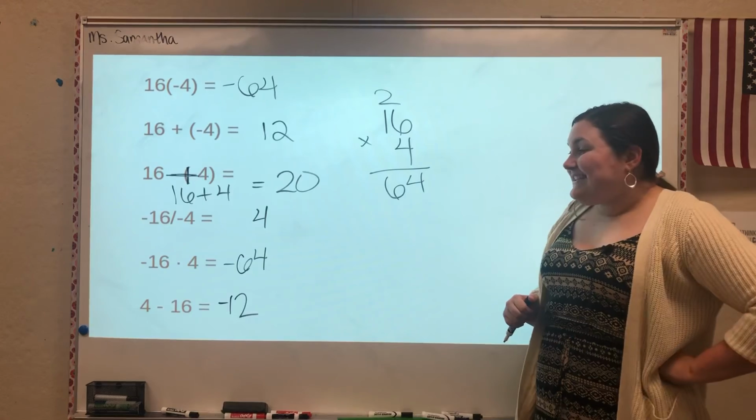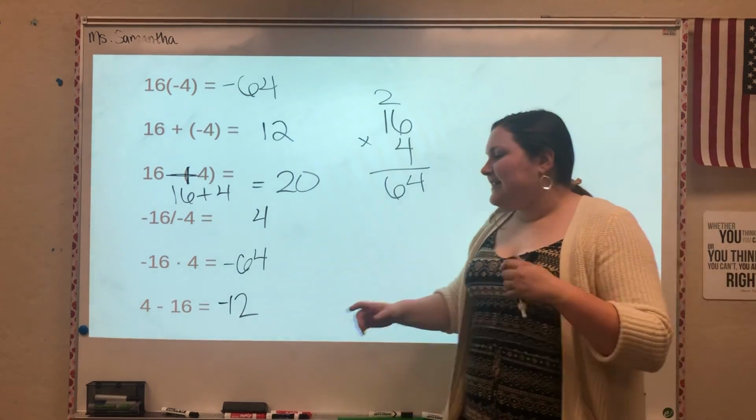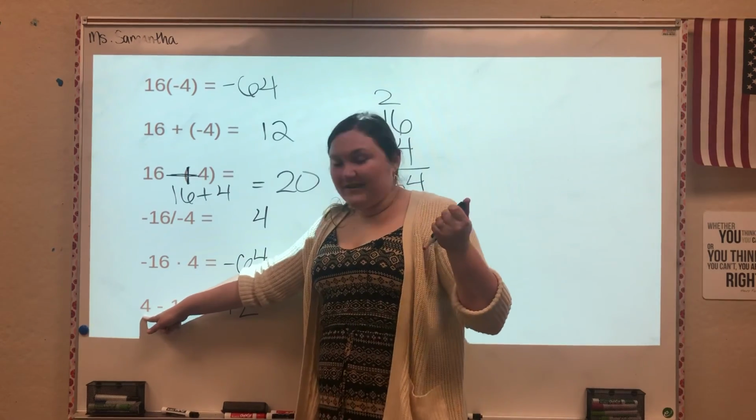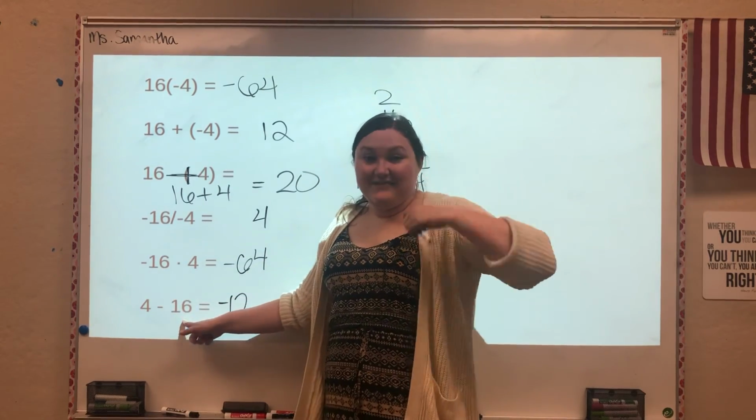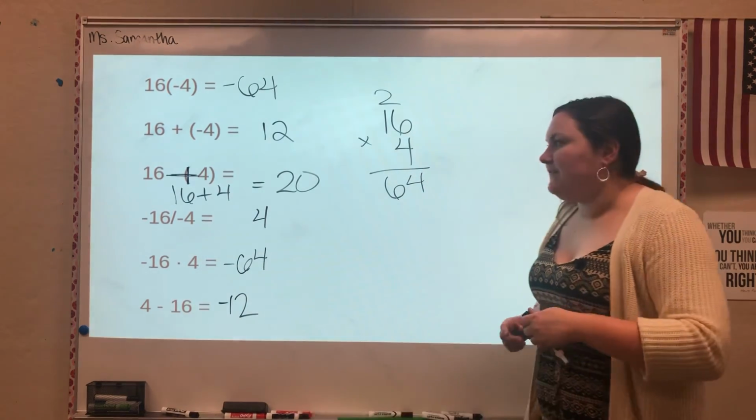For 4 minus 16, it's an addition subtraction problem, so you can think about money if you like doing that. That's like me saying my bank account says I have $4, but I spend 16. I have a debt of 16. Well, that's going to put me into the negative, right? That's going to mean I'm negative $12.